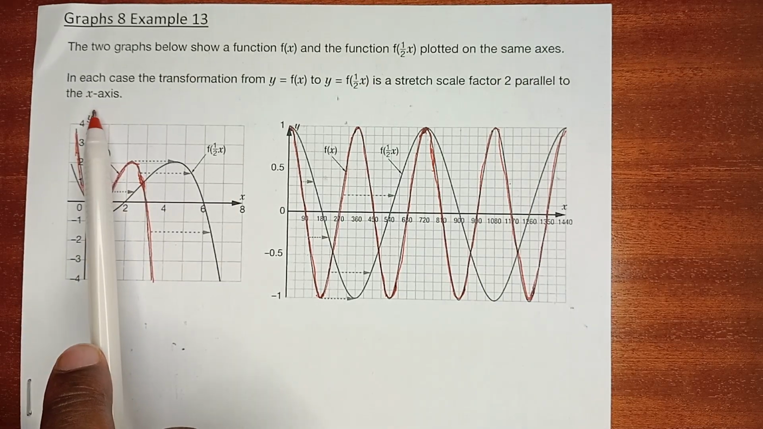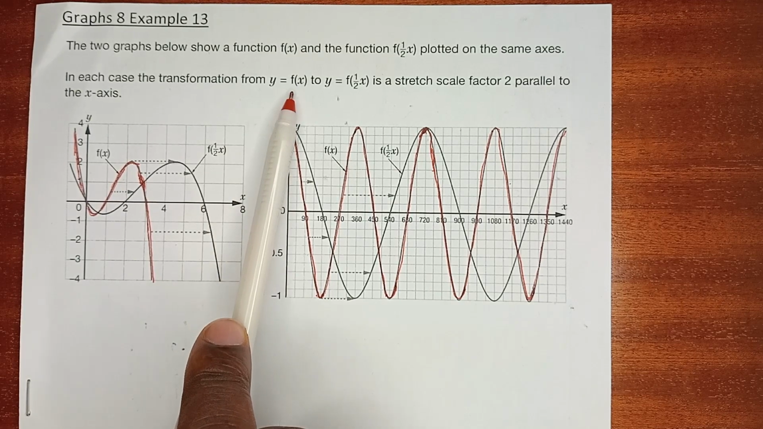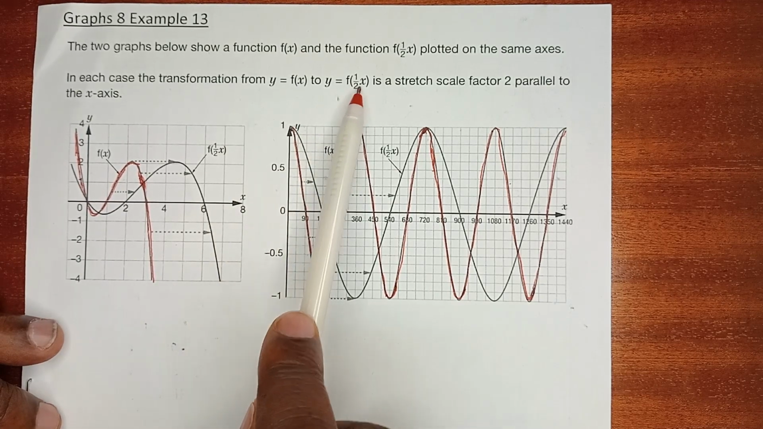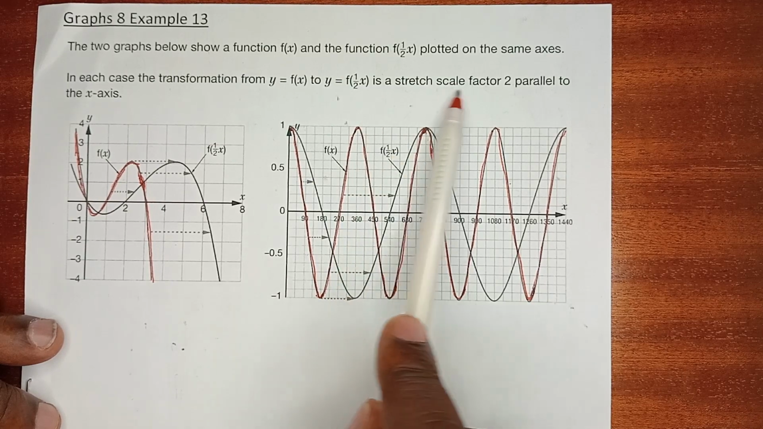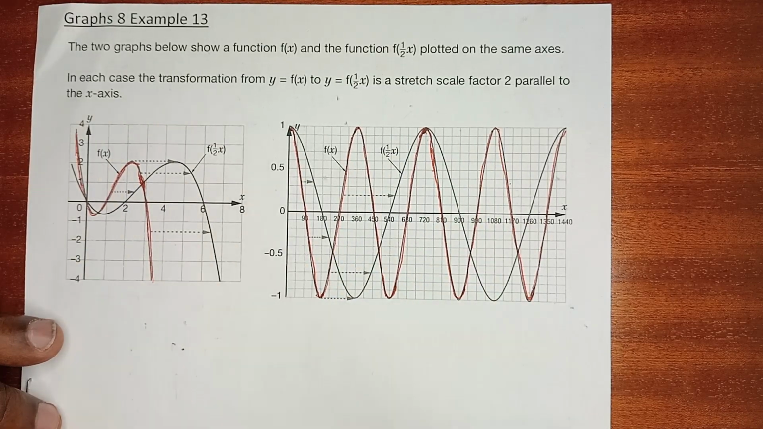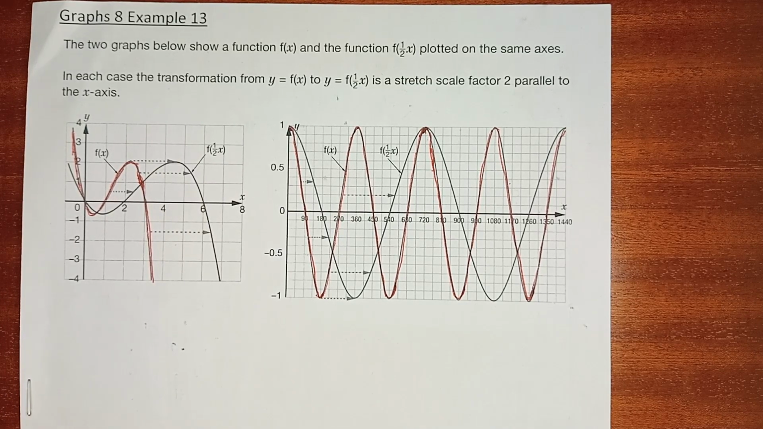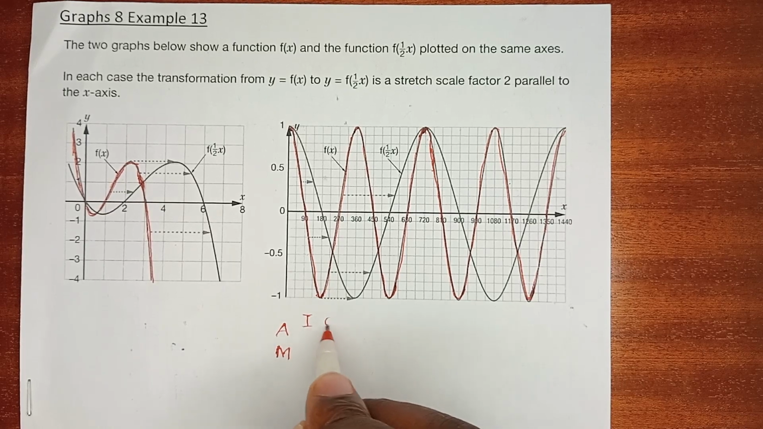In each case, the transformation y = f(x) to y = f(a half x) is a stretch scale factor 2 parallel to the x-axis. That is said, but I would want us to consult the magic table and explain the same and verify this. The magic table, which I have explained before, is called Mayo, the Mayo table.